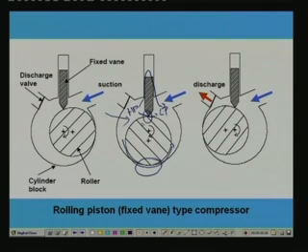And it can also leak from the end plates, that means perpendicular to the screen. So these are the 4 leakage spots through which the high pressure refrigerant can leak back to the low pressure side. So you require sealing at all these 4 points.